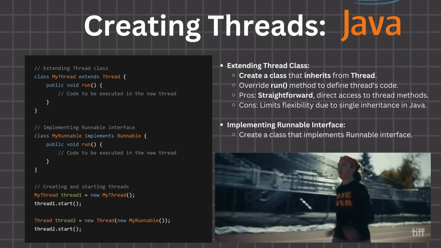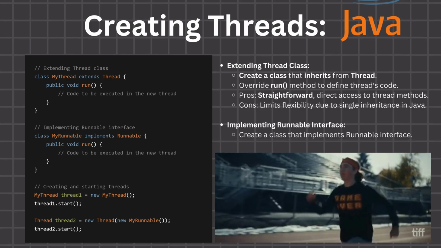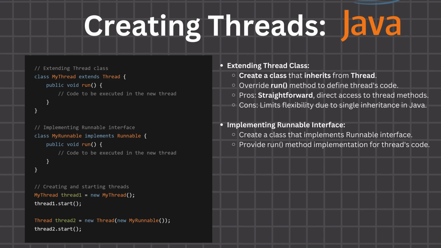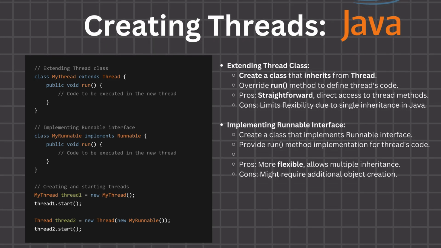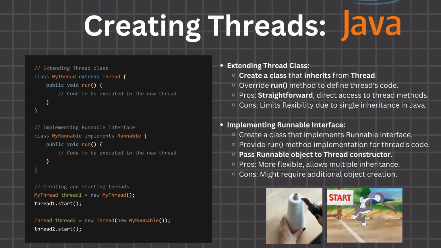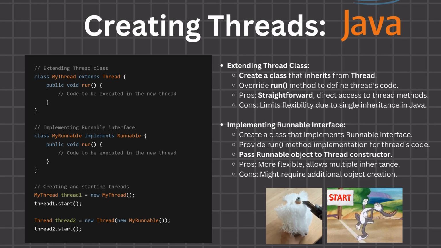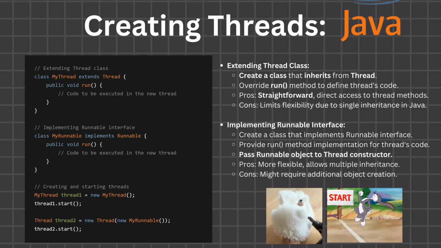The second approach, implementing the runnable interface, allows you to create a class that implements the runnable interface and provides an implementation for the run method. This approach is more flexible because it allows you to pass the runnable object to the thread constructor instead of extending the thread class directly. In both cases, you need to call the start method on the thread object to start the thread's execution.